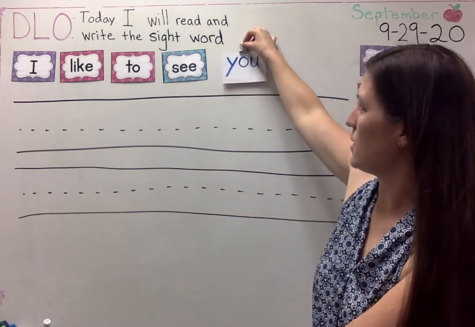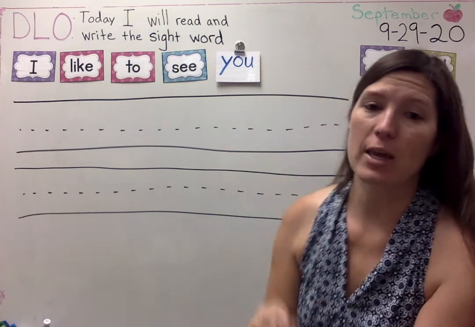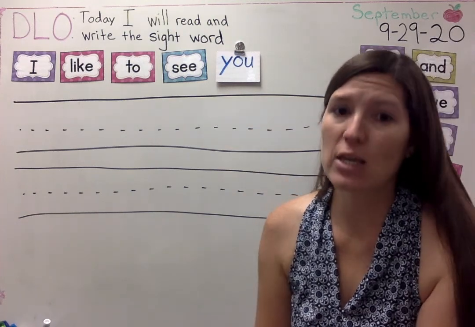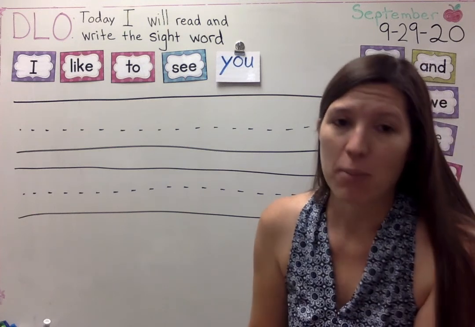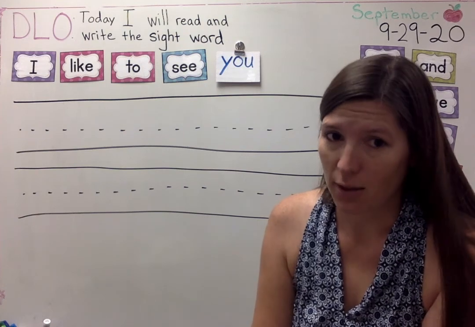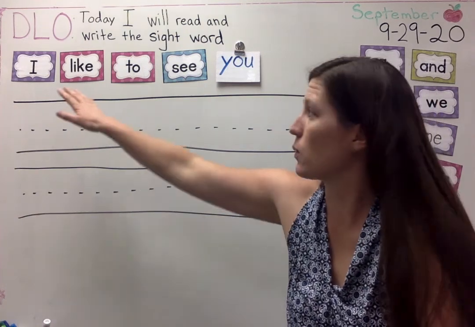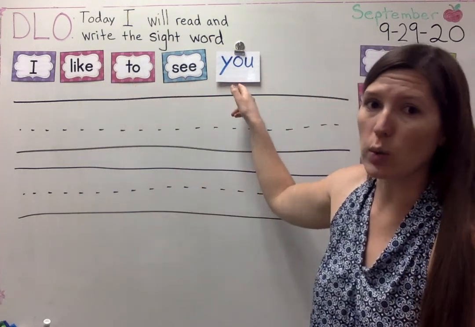I'm going to put it right down here because our sentence today will be, I like to see you smile. They're all sight words except for smile, but we'll stretch it out with our fingers and write it together. So I put all the sight words that we're going to use up here. I like to see you, and then smile.